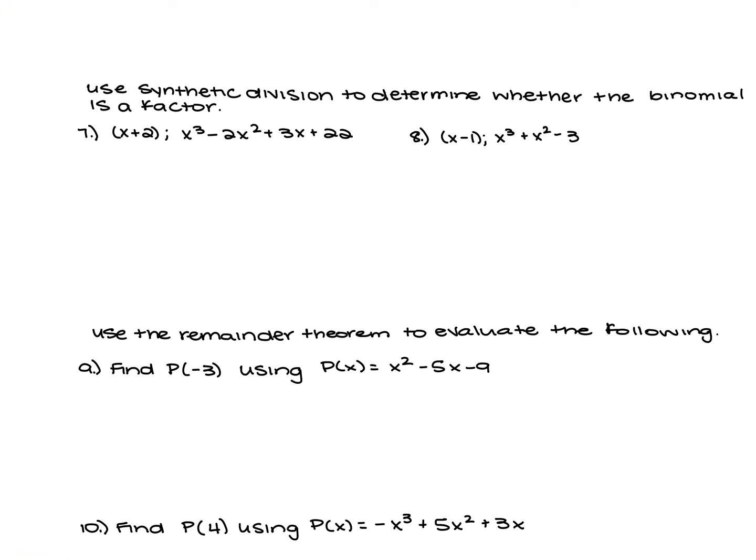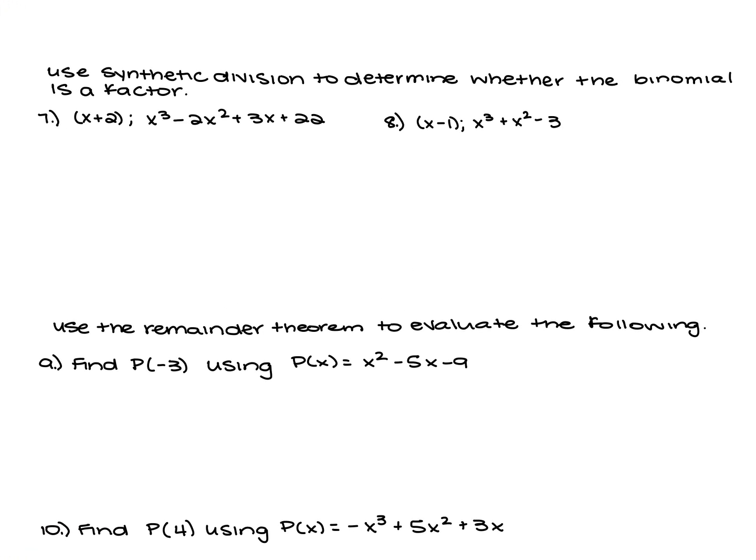And for 7 and 8, we're going to use synthetic division to determine whether the binomial is a factor. When we do this, we're going to do the same thing we did in the last section, except we're going to look solely at our remainder when we get our answer. Our remainder, if it is 0, then that binomial is a factor. If it's something other than 0, then that binomial is not a factor.